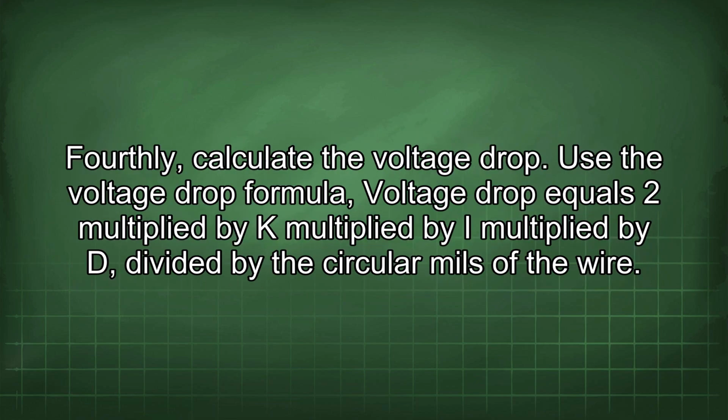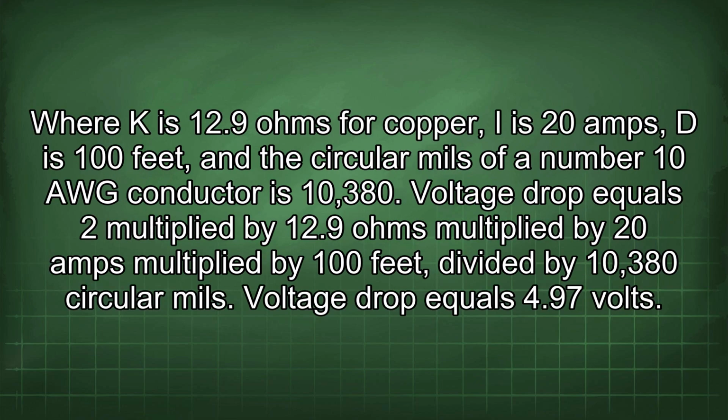Fourthly, calculate the voltage drop. Use the voltage drop formula. Voltage drop equals 2 multiplied by K multiplied by I multiplied by D divided by the circular mils of the wire, where K is 12.9 ohms for copper, I is 20 amps, D is 100 feet, and the circular mils of a number 10 AWG conductor is 10,380. Voltage drop equals 2 multiplied by 12.9 ohms multiplied by 20 amps multiplied by 100 feet divided by 10,380 circular mils. Voltage drop equals 4.97 volts.